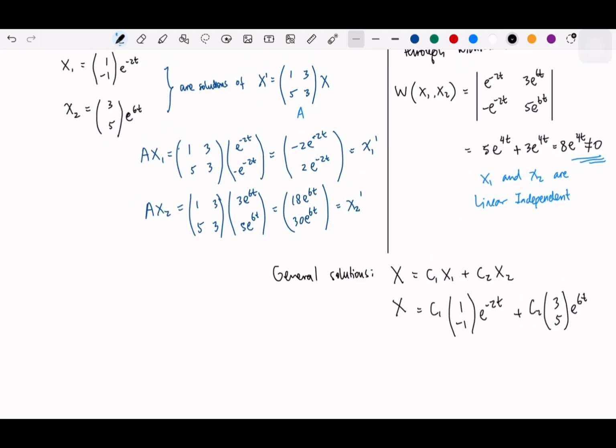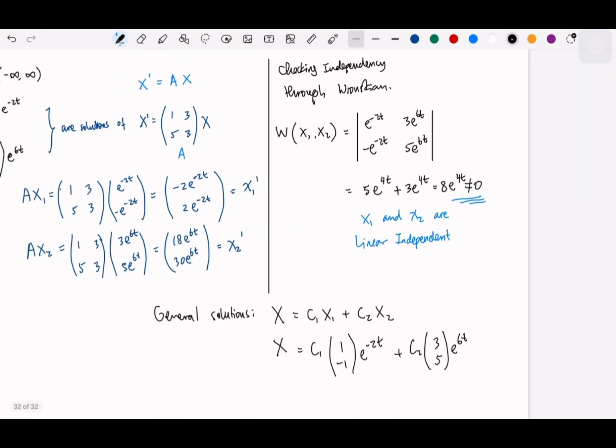Okay, let me copy this. Let me just copy this page.